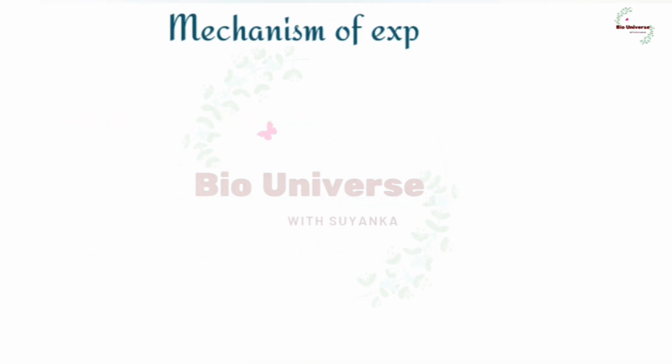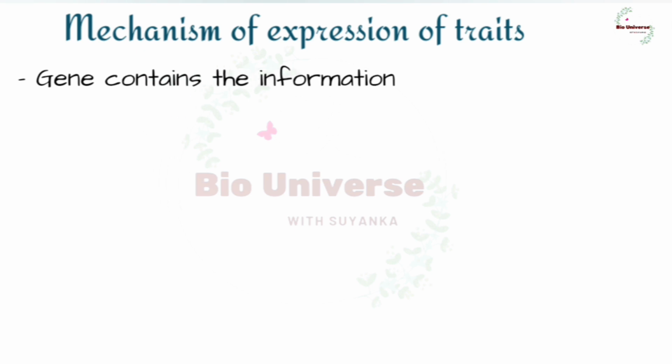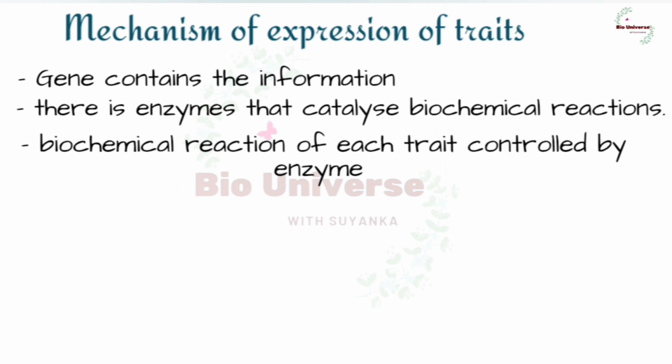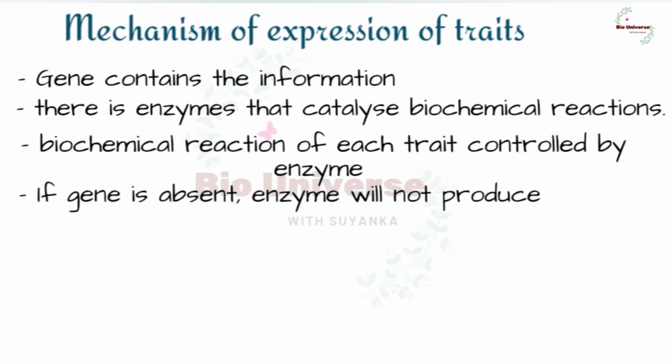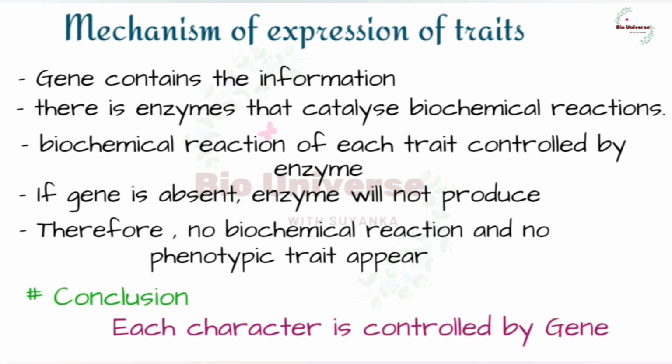Now the question is, how do these traits get expressed? A gene contains the information for making proteins in the cell. The protein synthesized according to this information may be enzymes that catalyze biochemical reactions. Each trait is the outcome of several such biochemical reactions, each of which is controlled by a specific enzyme. If the enzyme is not produced because its gene is absent, that particular reaction will not occur and the trait resulting from it will not appear phenotypically. Thus, each trait is controlled by a gene.